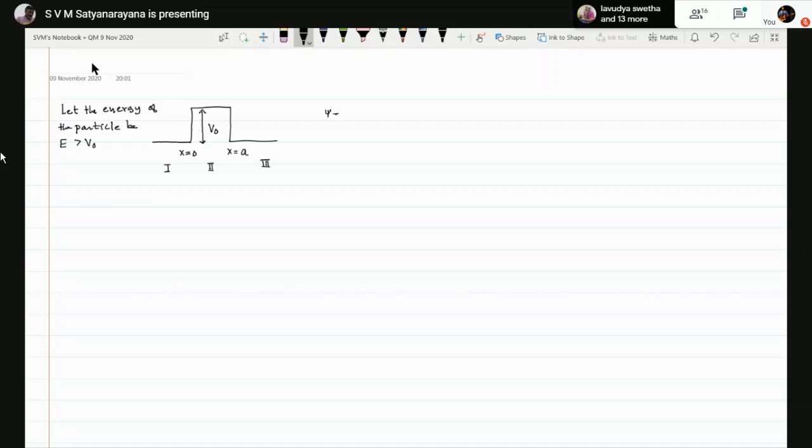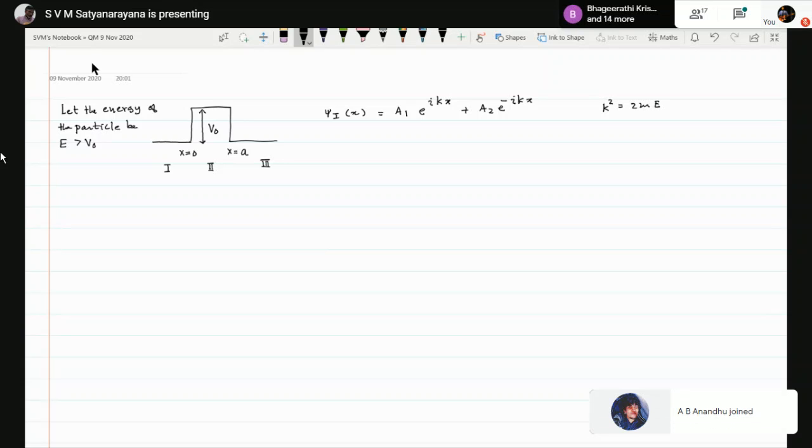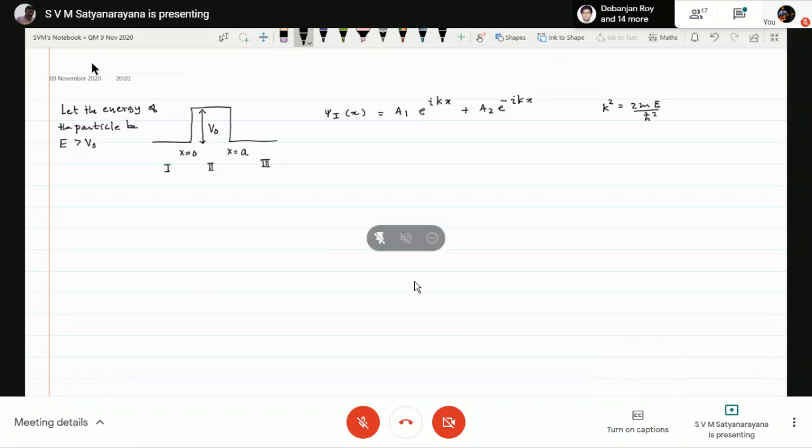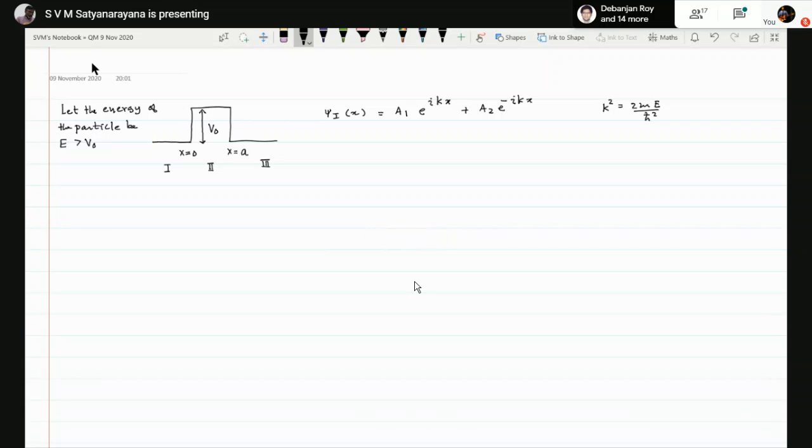So psi 1 of x is equal to, let me call it, some A1 into e to the power ikx plus A2 into e to the power minus ikx. Okay, so what is k here? k square is equal to twice m E by h bar square. So that is the wave function in region 1.